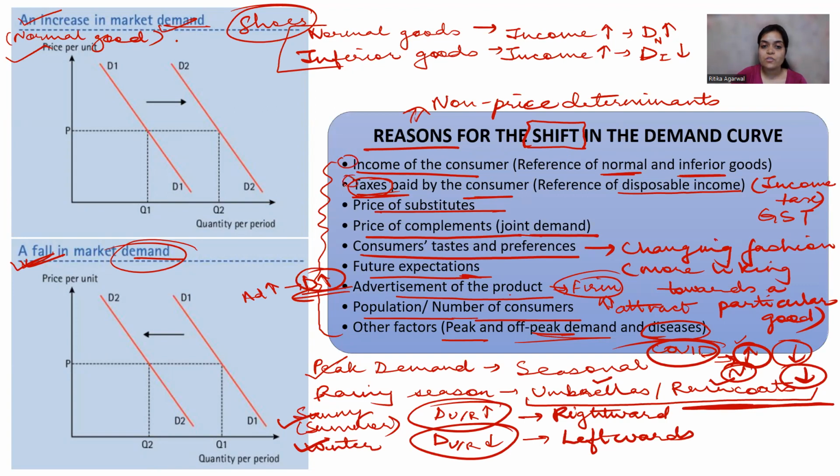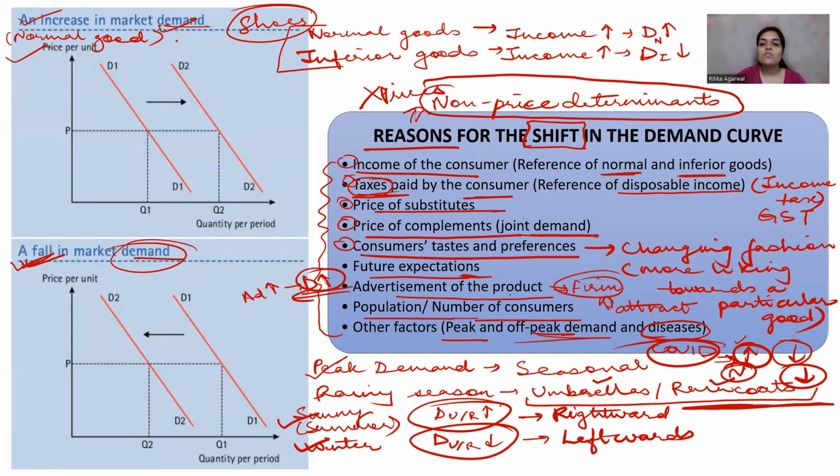Each individual reason can have both effects on the demand curve. That is, each reason can either shift the demand curve rightwards or shift the demand curve leftwards. One thing to note here is that all these are non-price determinants. They will not use prices at all.